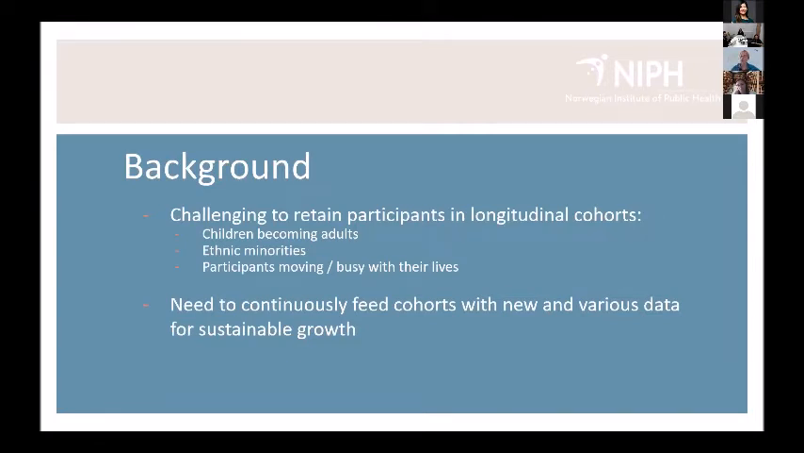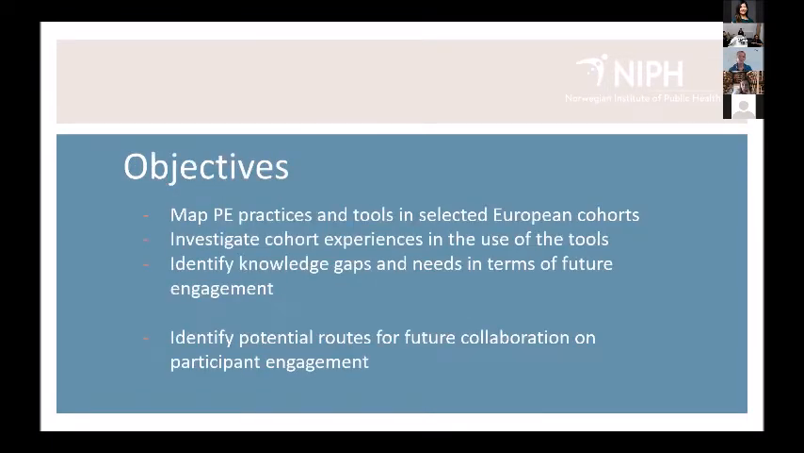But the problem is that we need to be able to retain them to enable the cohorts to be sustainable. And so we need to have continuously new data collections taking place to update the quality of the information we're gathering. So the objectives of this study is to map participant engagement practices and tools in selected European cohorts. We want to investigate the experiences of the different cohorts. We want to identify whether there are any gaps and needs in terms of future engagement.